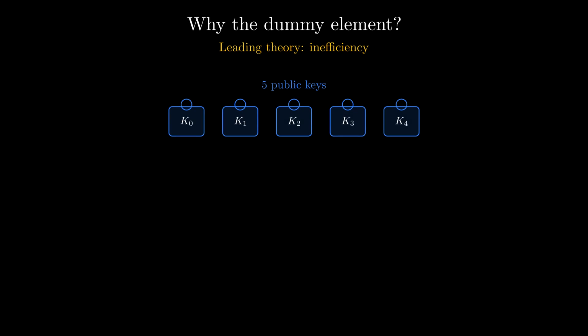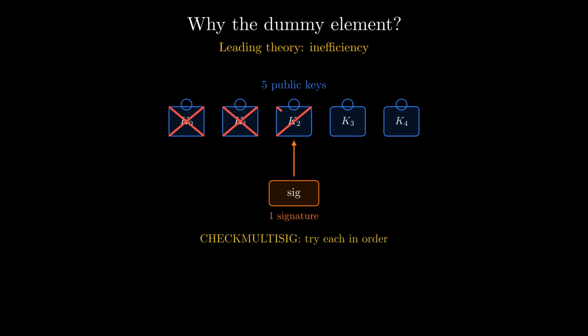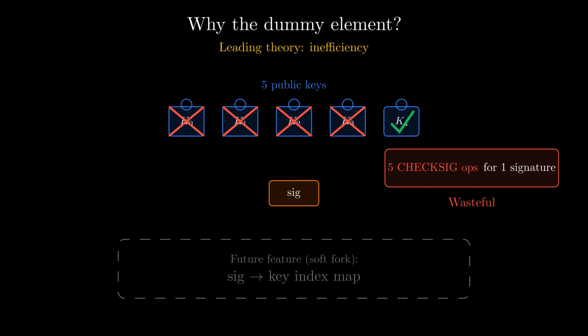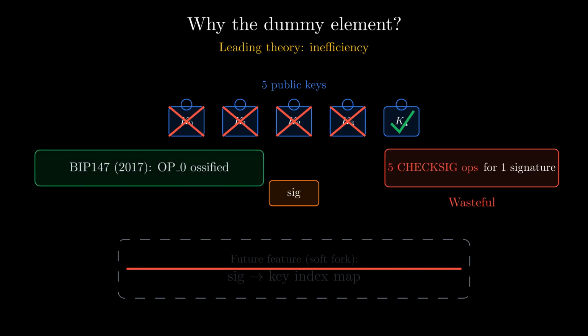Why the dummy? The leading theory points to inefficiency. Consider 1-of-5. One signature must match 1 of 5 keys. CHECKMULTISIG tries them in order. If only key 4 matches, it runs 5 signature checks for a single signature. Wasteful. The dummy element could have been repurposed by a future soft fork, a backwards compatible rule tightening, to encode an index map telling the verifier which key matches which signature. The upgrade never came. In 2017, BIP 147 ossified the rule. The dummy must be exactly OP_0. The future feature is now permanently blocked.